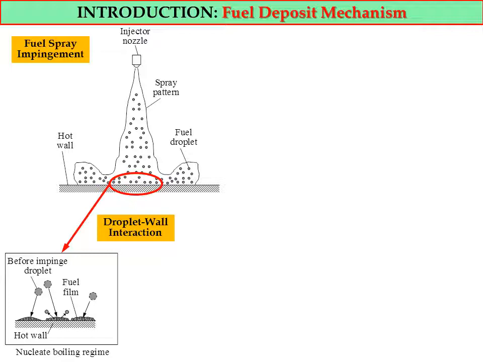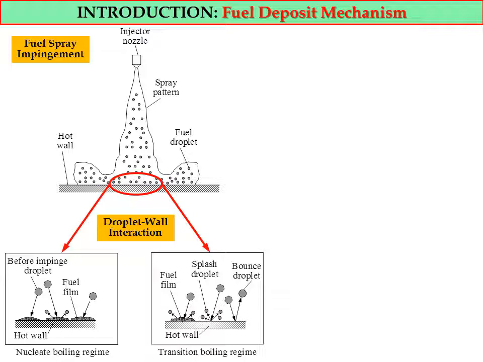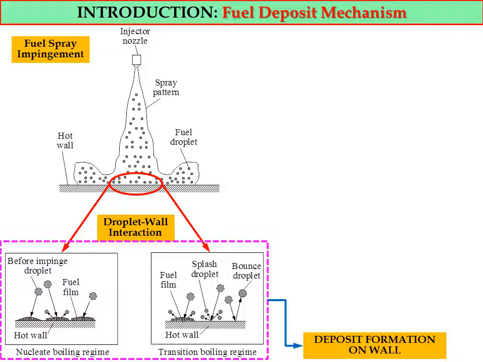For example, the figure shows that when the temperature of the wall is within the nucleate boiling regime, we have the formation of a film on the hot wall, and in the transition boiling regime, we have different types of behavior such as splashing of droplets and also bouncing of droplets. We will learn the details about the droplet behavior on the hot surface later on. This behavior of the droplet-wall interaction will determine the amount of deposit formation on the hot wall. As we learned before, about the deposit mechanism suggested by Lepperhoff.